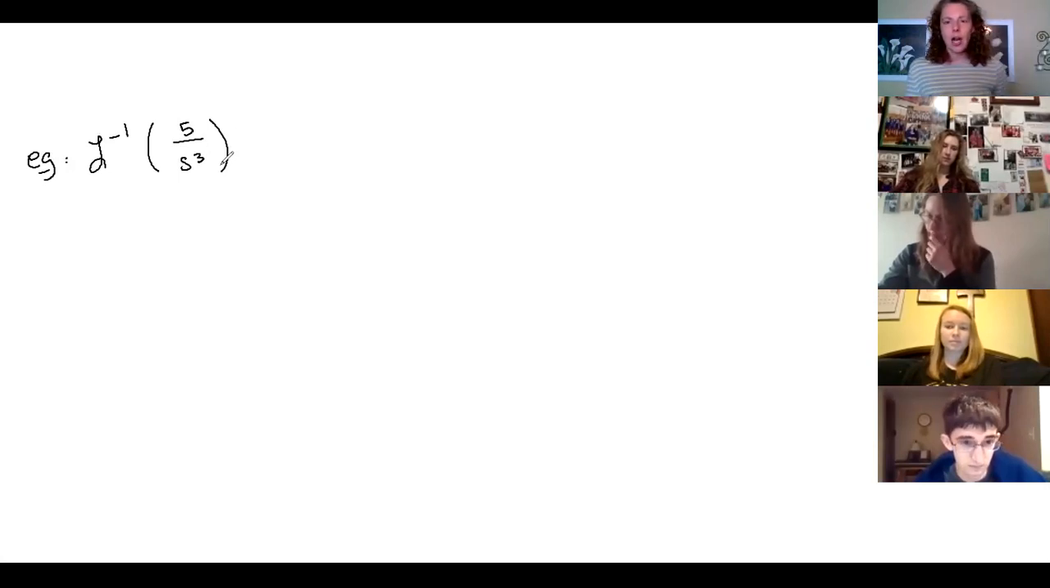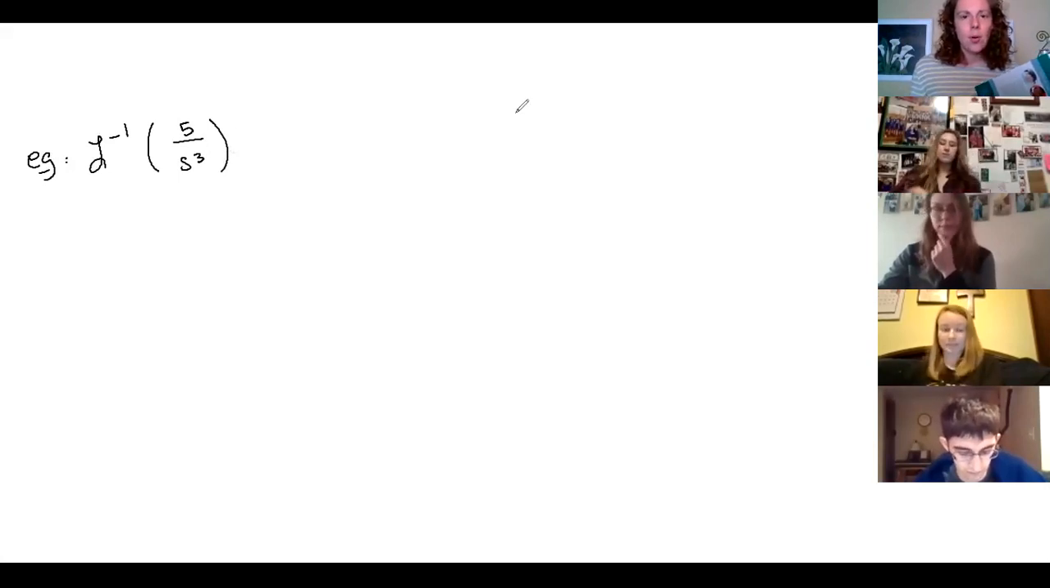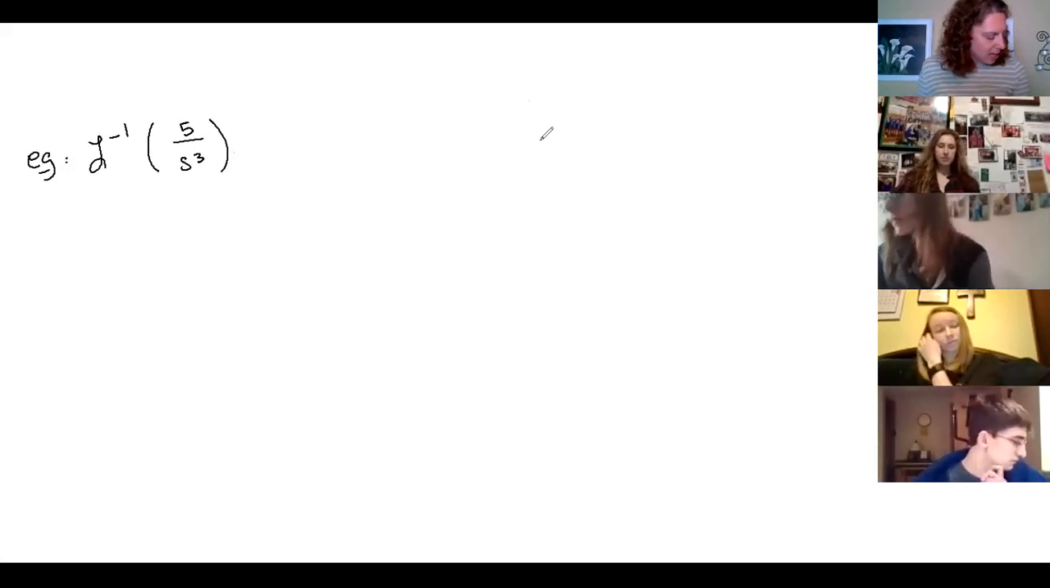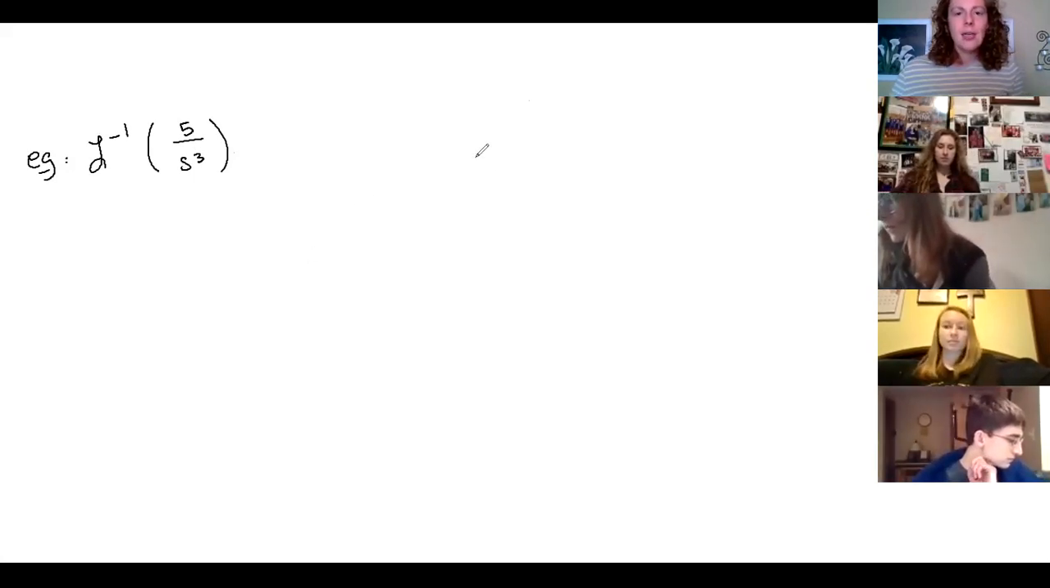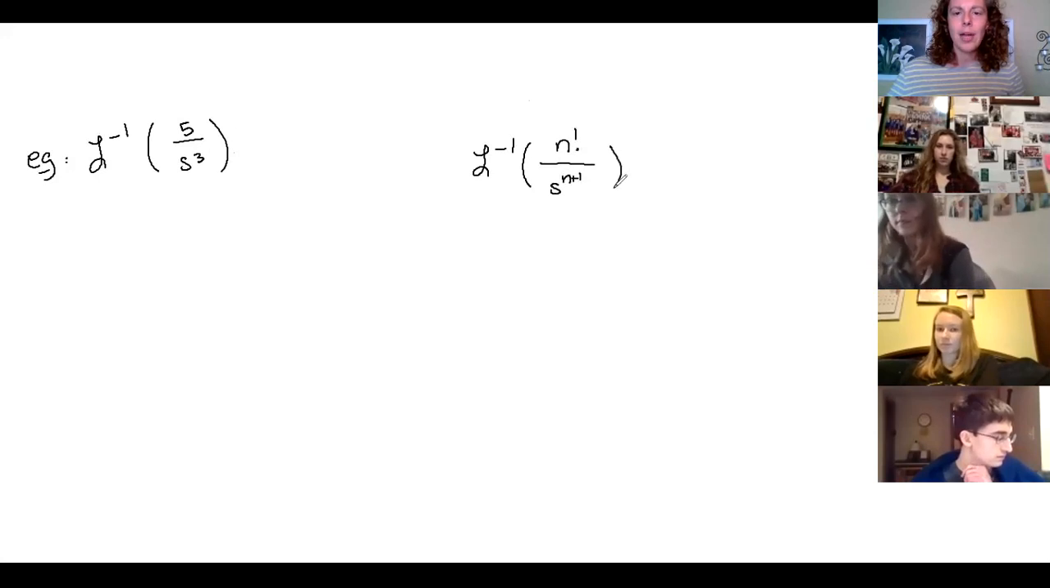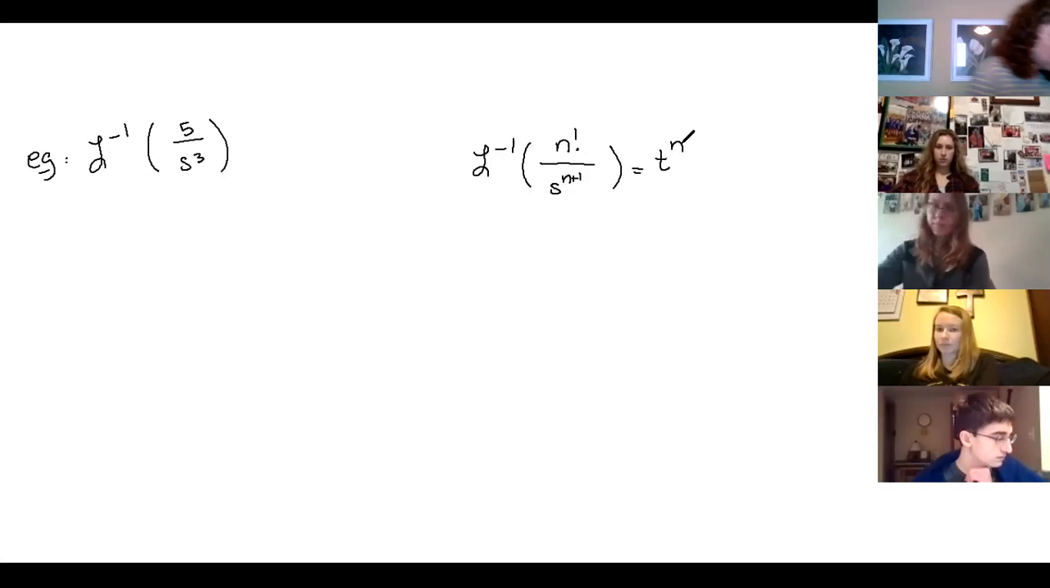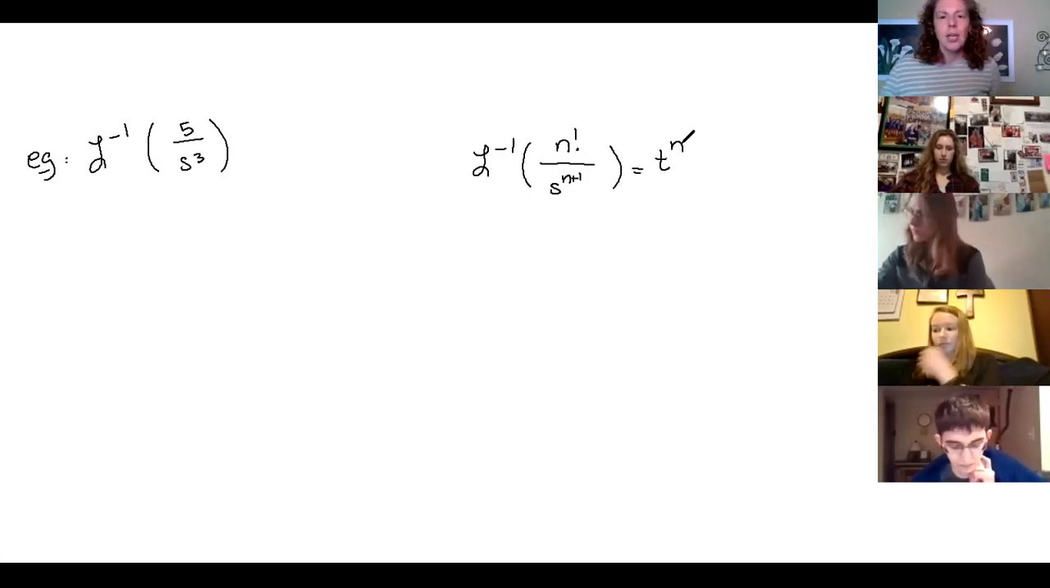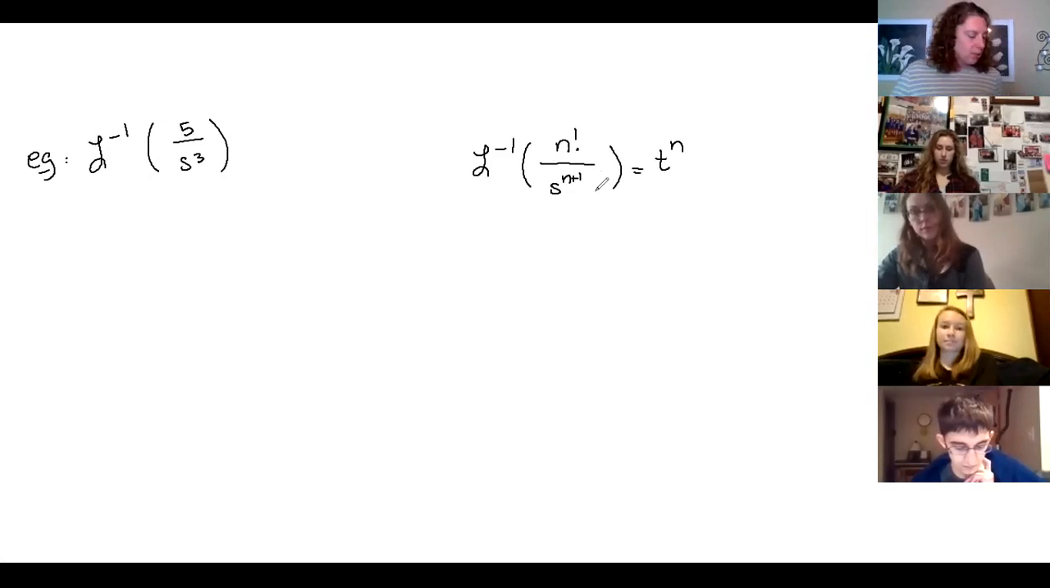If you look at the chart in the front of your book, or the chart in Moodle, you can see that the inverse Laplace transform of n factorial over s to the n plus 1 is equal to t to the n. So that's one of the rules in the front of your book.